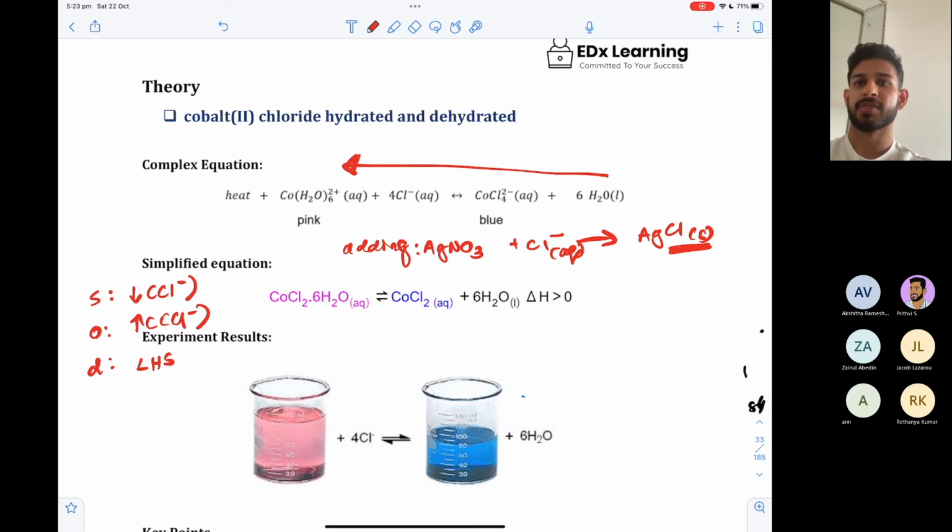So my exam answer would be something along the lines of: the addition of silver nitrate will precipitate and decrease the concentration of chloride ions. According to Le Chatelier's principle, when the concentration of chloride ions is decreased, the system will shift to the left to partially increase chloride ion concentration and re-establish equilibrium. As a result, the solution will change from a blue to a pink color. I think that's the final thing which we didn't mention as well.